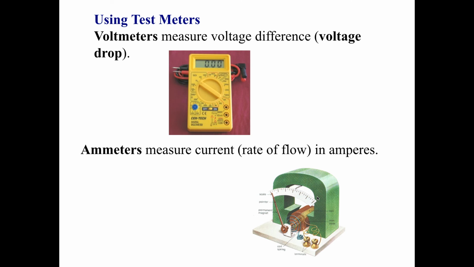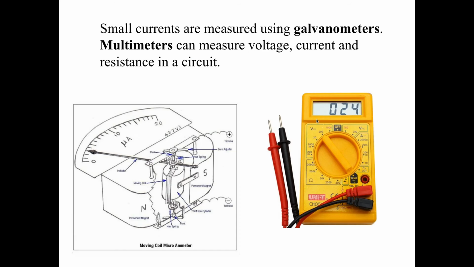Okay, so if we want to test voltage or current, we can actually use just a multimeter, right? So of course the voltage will basically be measured by the potential difference, and the amps are just the speed of the current or rate of flow of the current. So smaller currents can be measured using galvanometers, but typically we'll use a multimeter if we want to measure any one of those three.